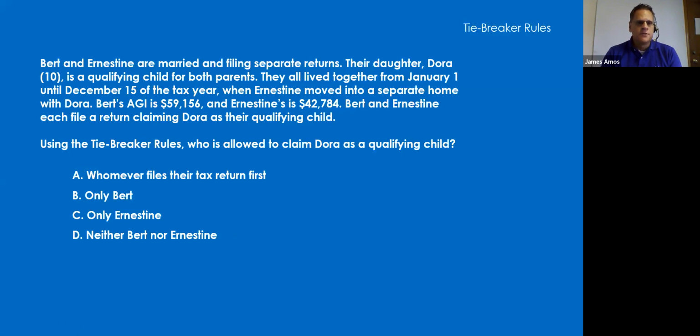Okay, so Bert and Ernestine are married and filing separate returns. Their daughter, Dora, is 10 years old, is a qualifying child for both parents. They all lived together from January 1st until December 15th of the tax year when Ernestine moved out into a separate home with Dora. Bert's AGI is $59,156 and Ernestine's is $42,784. Bert and Ernestine each file a return claiming Dora as their qualifying child. Using the taxpayer rules, who is allowed to claim Dora as a qualifying child? Remember the 4 rules in the order that you have to apply them.